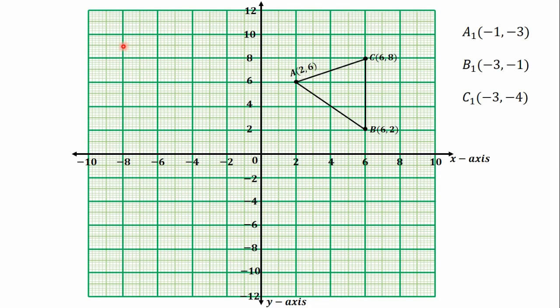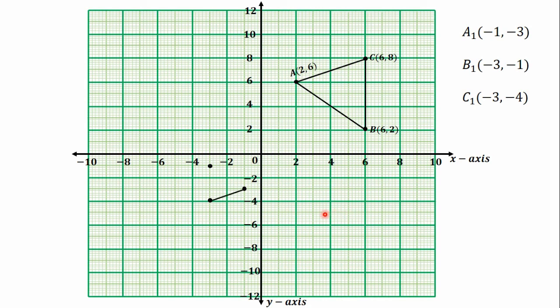So let's go to our graph sheet. These are the coordinates of A1, B1, C1. So we will plot them on the graph sheet and join them to get the image triangle A1, B1, C1. A1 has the coordinates minus 1, minus 3. So minus 1 on the x-axis, minus 3 on the y-axis, and that will be here. B1 has the coordinates minus 3, minus 1. So minus 3 on the x-axis, minus 1 on the y-axis, and that will be here. And C1 has the coordinates minus 3, minus 4. So minus 3 on the x-axis and minus 4 on the y-axis, that will be here.